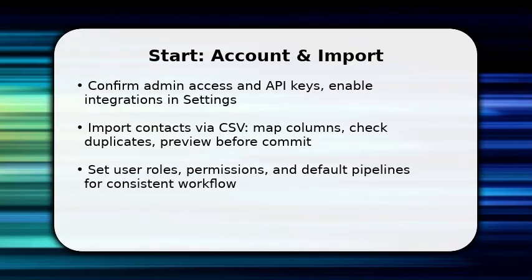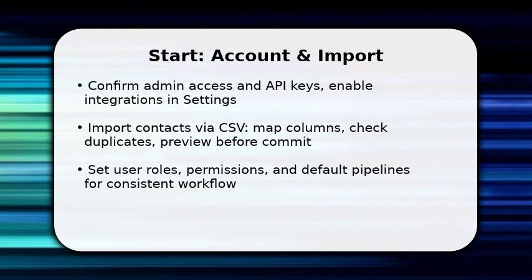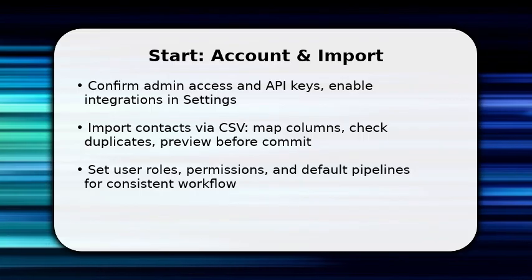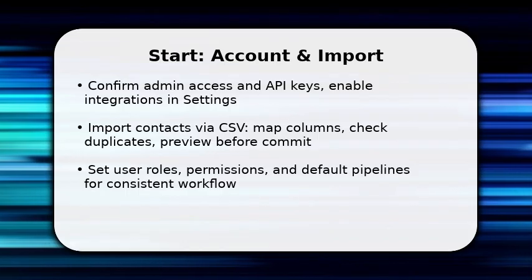You start by confirming admin access and enabling integrations. This gives you the permissions to import and automate. Next, prepare a clean CSV and map columns to Redtail fields. This avoids mismatches. Once done, run the preview and resolve duplicates. Make sure to use the system's duplicate rules to retain the primary record.